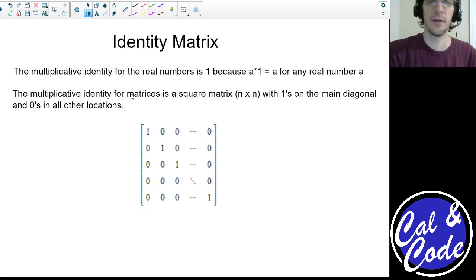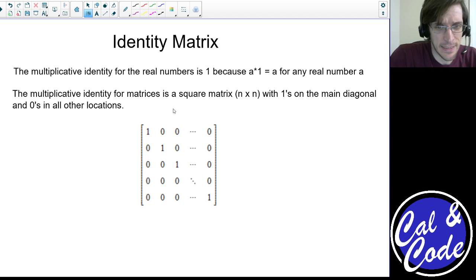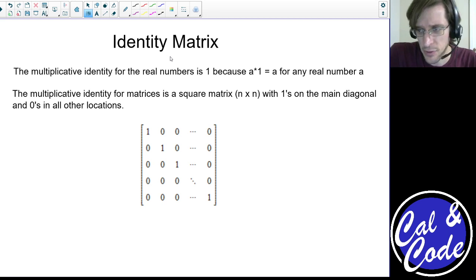Now let's talk about identity matrices. So what is an identity matrix? To talk about what an identity matrix is, we need to remember what an identity is in the real numbers. The number 1 is our multiplicative identity because a times 1 is a. Basically, when I multiply it by something, I get back the exact same thing I started with.